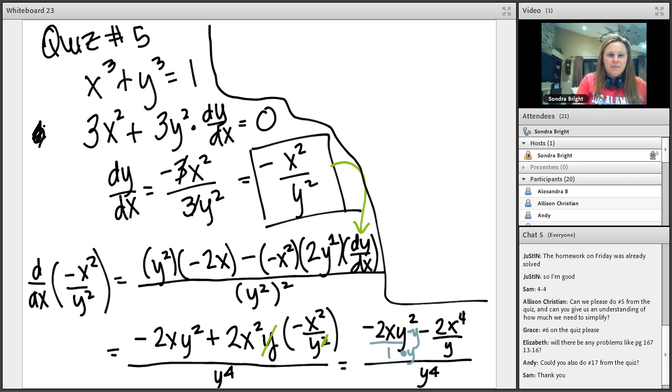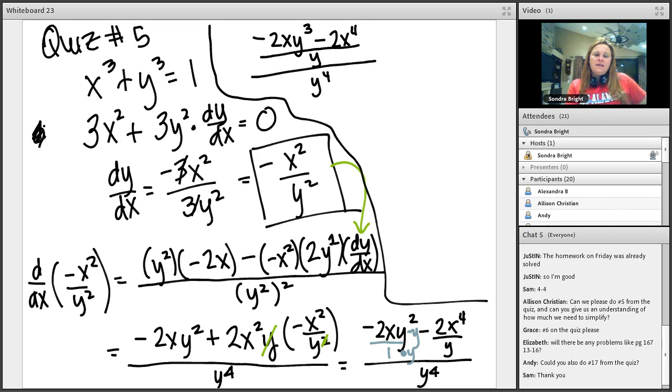Okay, so now I'm coming up here. This would give me a negative 2xy cubed over y minus 2x to the 4th over y. So you can combine those and put it over y, and then it's still all over y to the 4th. And then, again, you've got a fraction within a fraction. Can't leave it like that.